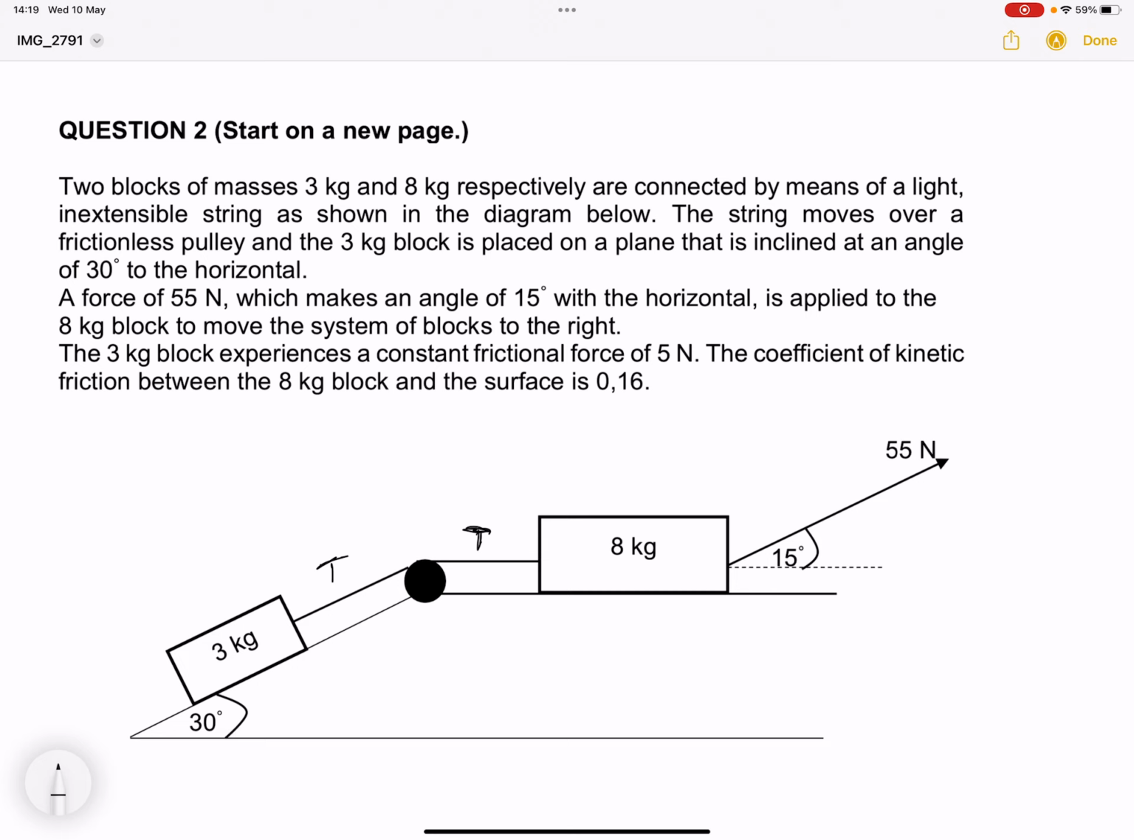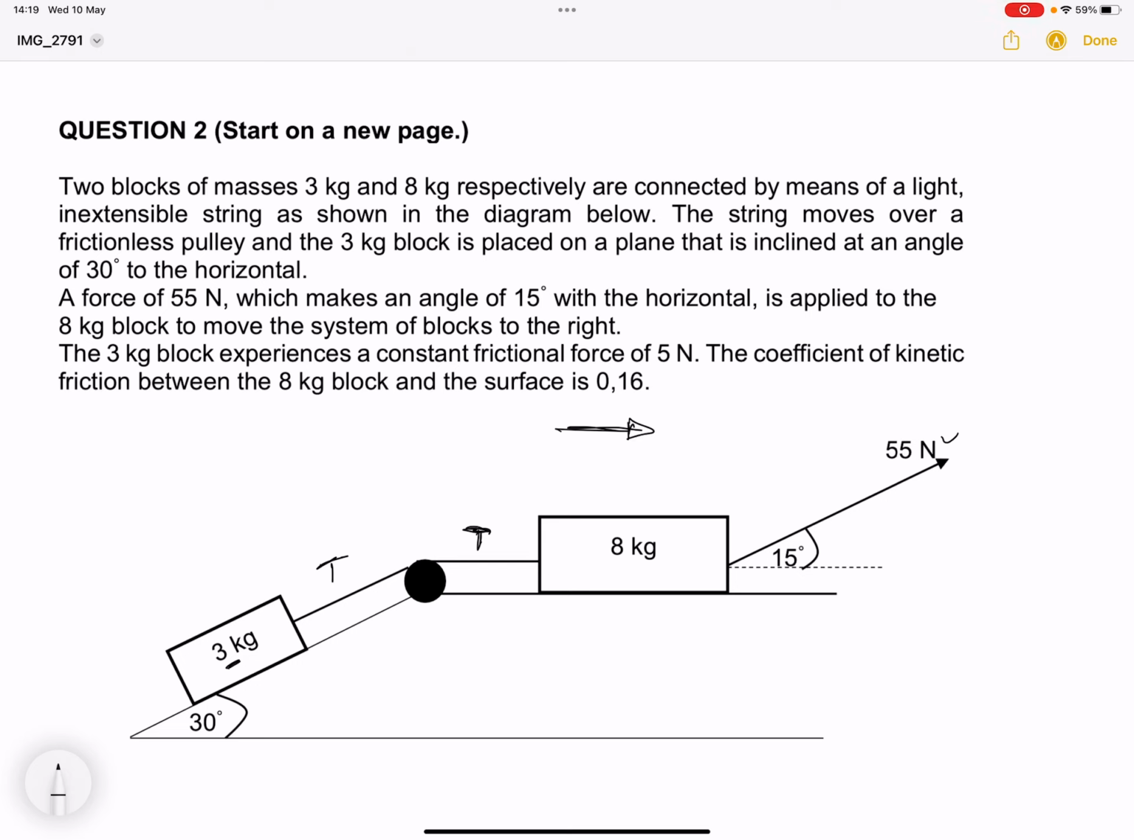And then they tell us that we've got a 3 kg block which is placed on a plane that is inclined at an angle of 30 degrees. Okay, they're talking about this guy here. All right, and in this case they are saying that a force of 55 newtons, which makes an angle of 15 degrees, which is that force there, is applied to the 8 kg block to move the system of blocks to the right. Now, that's very important because that tells us all of this system is moving in that direction.